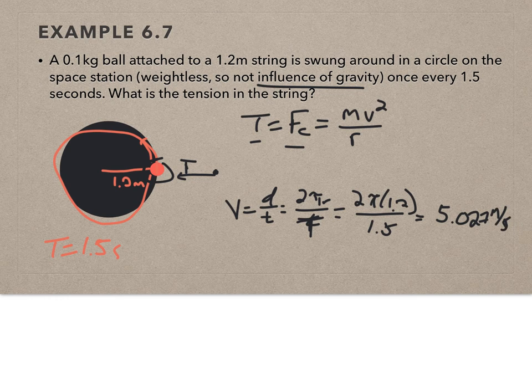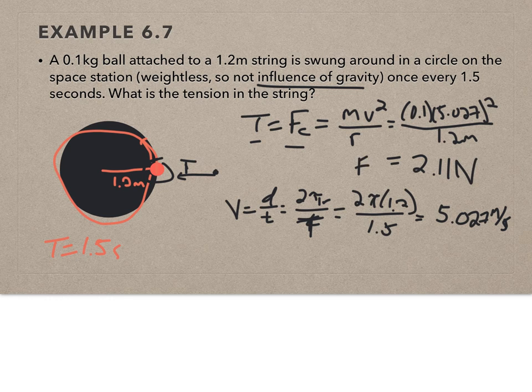And that's its speed. Now we're going to take that, plug it into here, and we got a mass of 0.1 kilograms, and we got a speed of 5.027 squared, all right, divided by the radius, which was the 1.2 meter string. So let's find out what this centripetal force is, which is the same as my tension. So 0.1 times whatever my answer was last time, and we're going to square that, and then divide by 1.2. So I get a tension of 2.11 newtons. Again, that's the same as my centripetal force, and that is the same as my tension, because my tension is the net force, and it is a net force that provides me a circular path, so we call that a centripetal force.